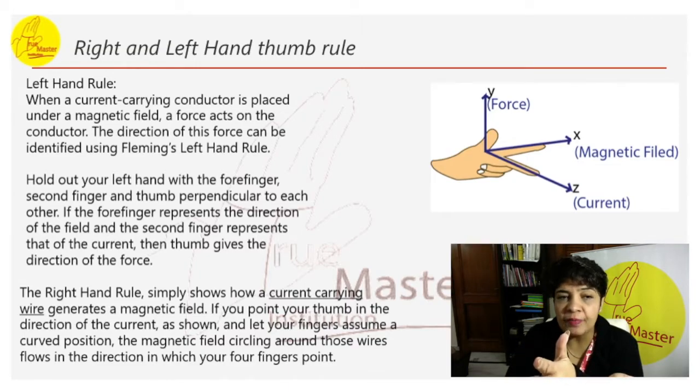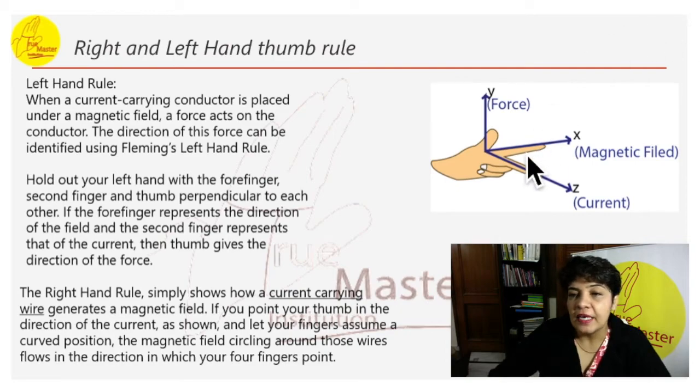Now if the forefinger represents the direction of the field and the second finger represents that of the current, so one finger is representing the magnetic field, one finger is representing the current, then your thumb will be representing the direction of the force. So look at this figure. You have to take out your left hand, remember always. So this is perpendicular, this is the magnetic field line. You have to place the current like this, so the force direction will be in this direction. Now we take out the right hand rule.